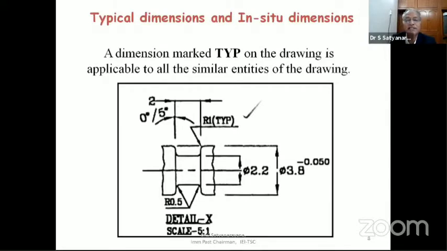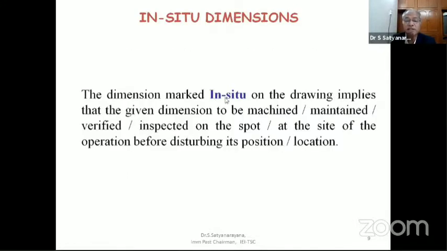And in some places we find typical dimensions. Once you say R1 typical, it applies to all the radii wherever that feature is there. That is a typical dimension. And one more thing is in situ dimensions. During assembly, some of the components are drilled and then reamed. This kind of thing cannot be given on individual drawings. You will come across this in many cases.